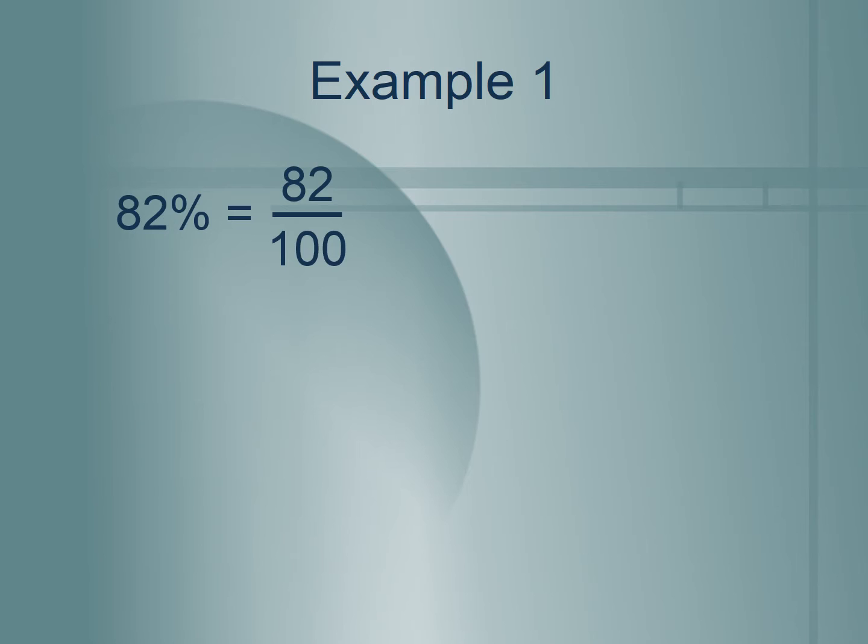The only thing is that as a fraction we do have to reduce that, and that becomes 41 over 50. If we wanted to rewrite this as a decimal, we can just do 41 divided by 50. We can also cancel our percent symbol and move it over to the left twice, making our decimal 0.82, which is the same as saying 82 divided by 100 or 41 divided by 50.